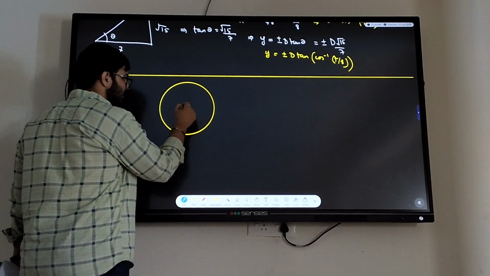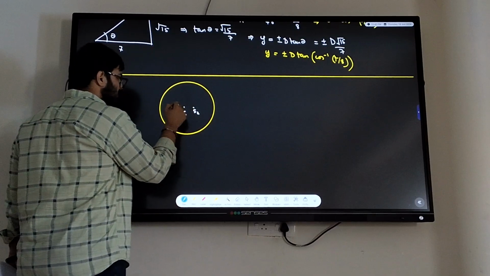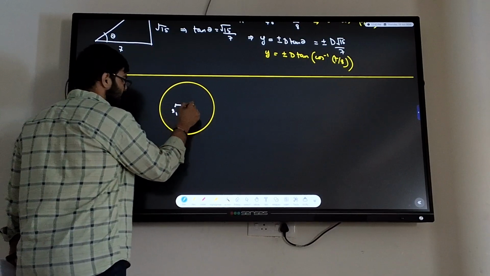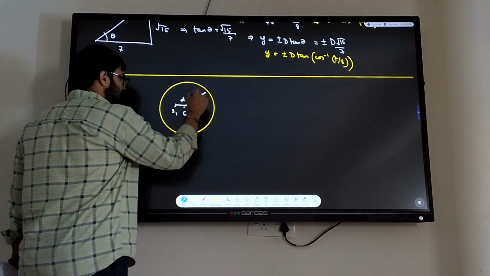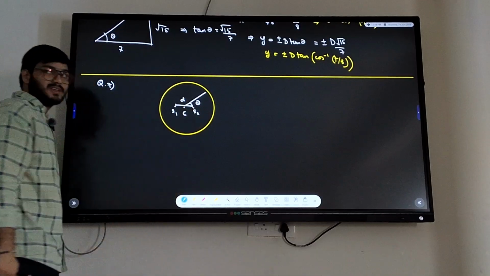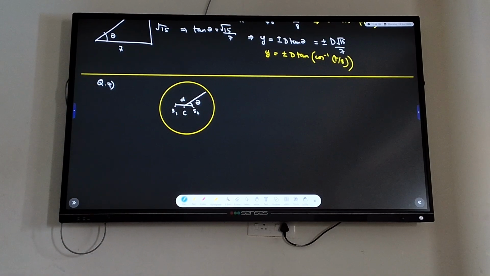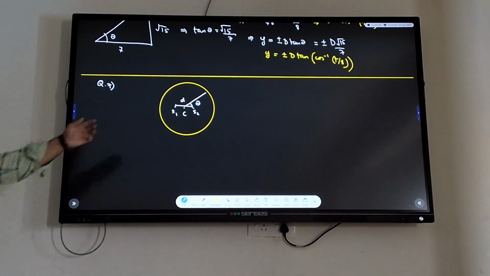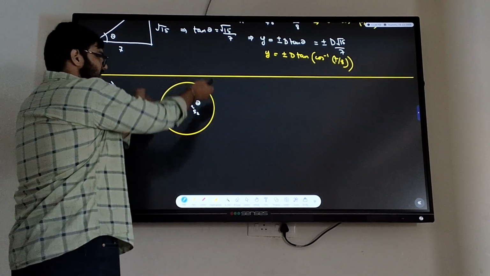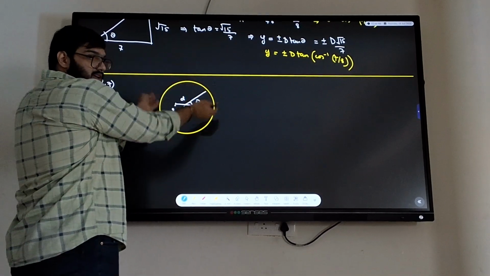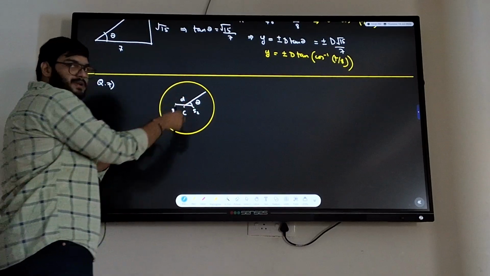This is my center. This is my S2 source. This is my S1 source. The distance between them is d, and this is angle theta. Now tell me how many maxima, how many minima. Can you imagine what the situation is? You have a circular sheet and उसके बीच में 2 source बैठे हुए.